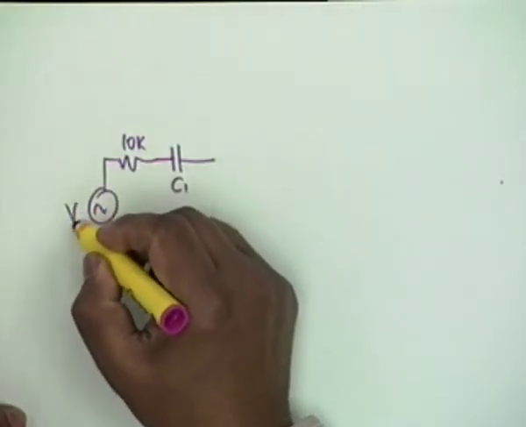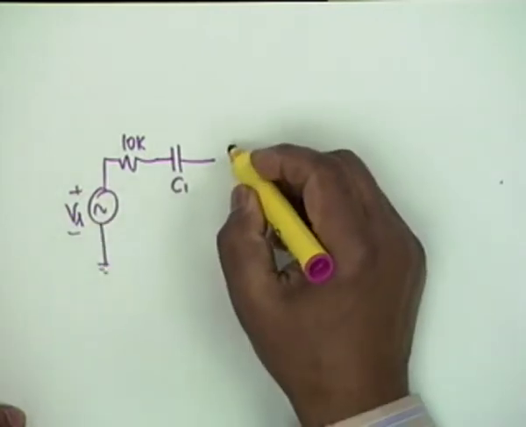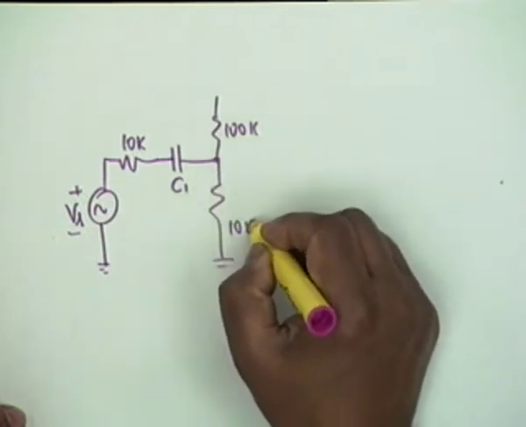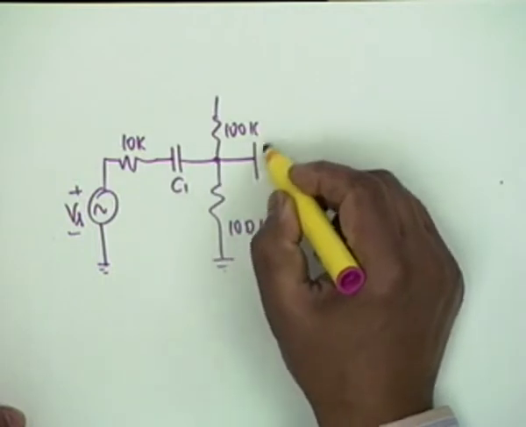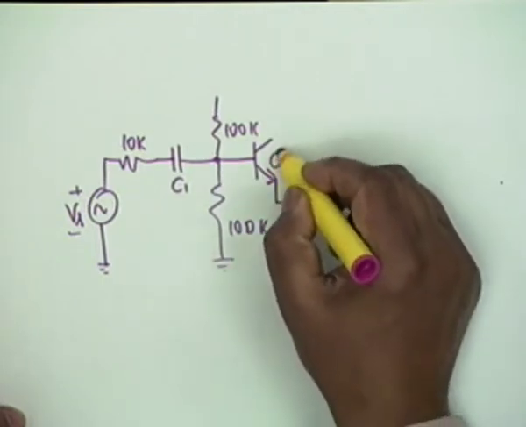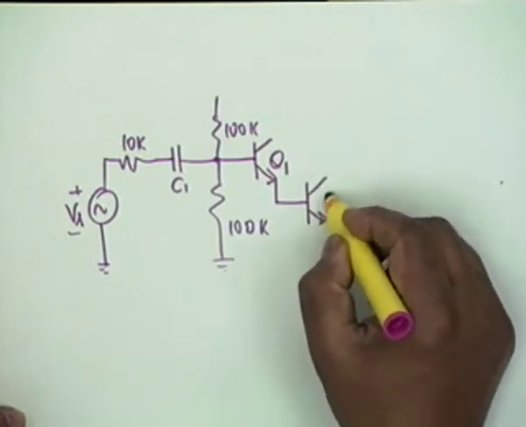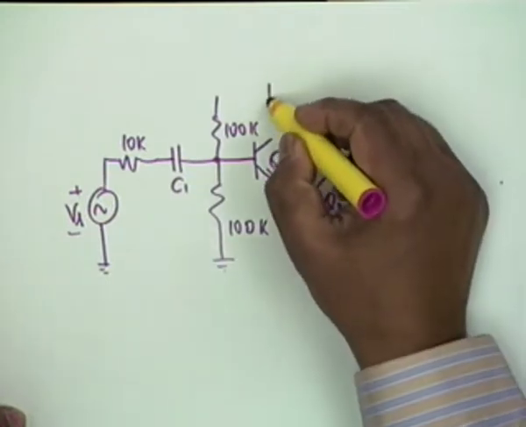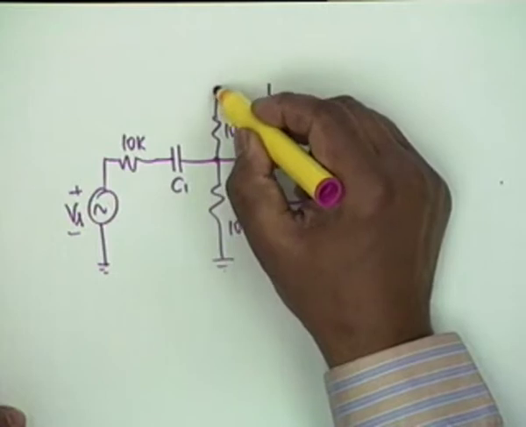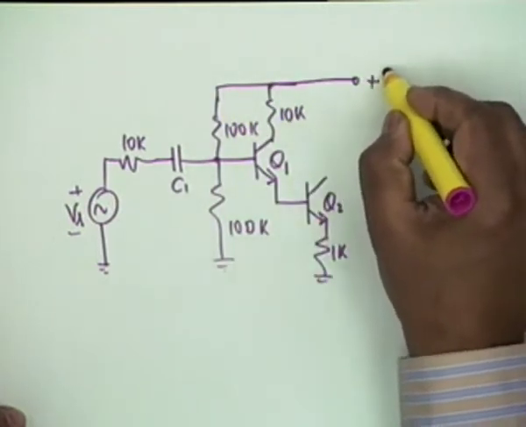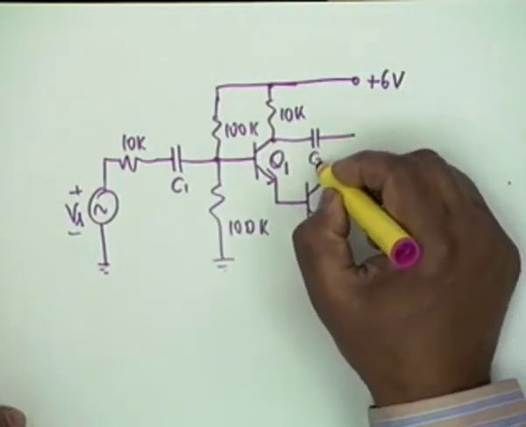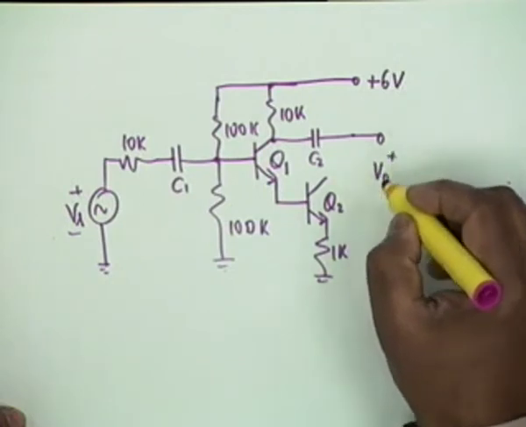All right, let me draw this circuit. There is a C1, Vs, then 100K, 100K, then you have two transistors in what is called a Darlington connection, Q1, Q2. This is 1K, and you have 10K, then this goes to plus 6 volt. The output is taken from here, C2, this is V0.